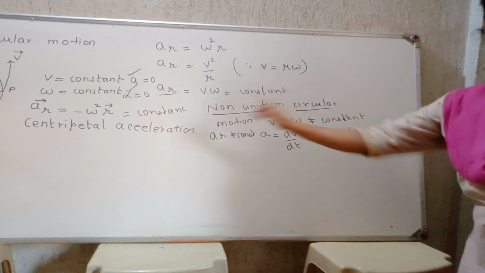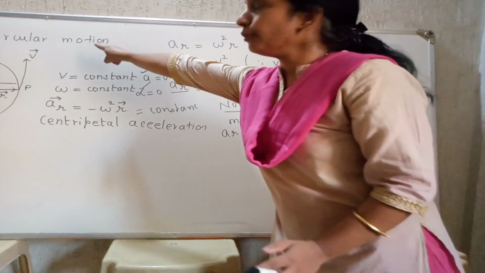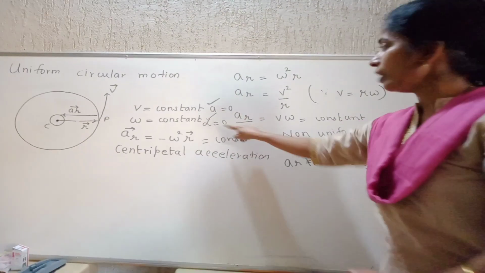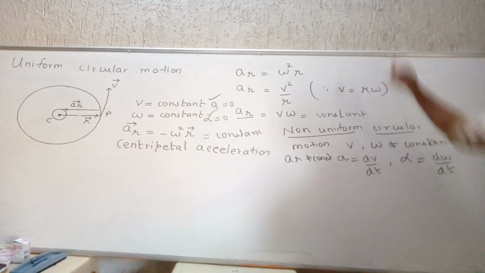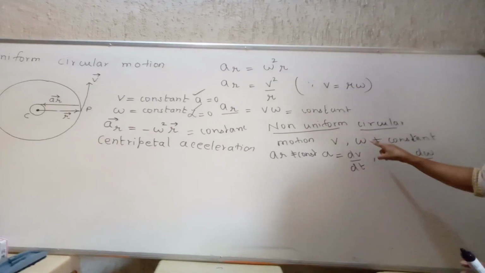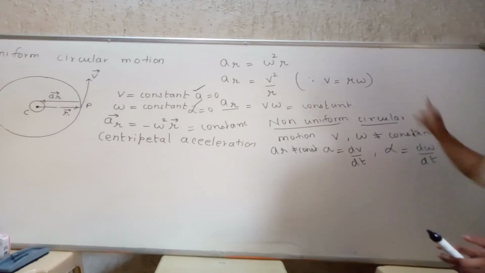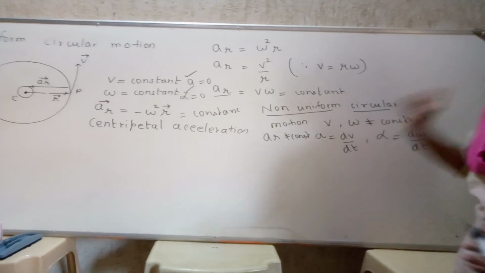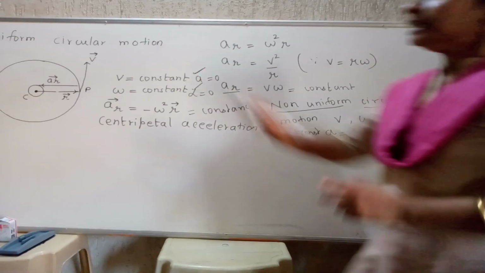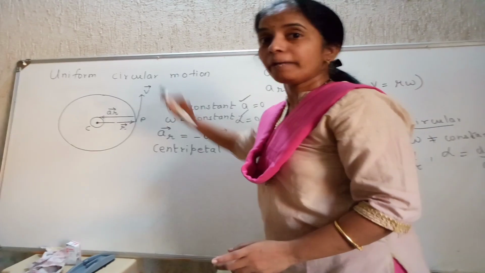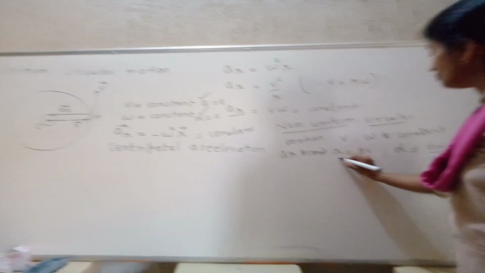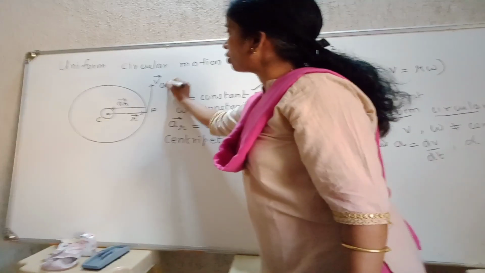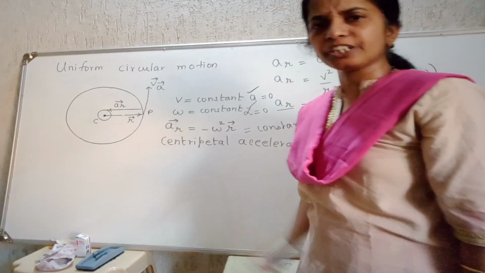Now, see these distinguishing factors properly. Uniform: V constant, omega constant, AR constant. No A, no alpha. Non-uniform: V and omega not constant, AR not constant. A comes into play, alpha comes into play. Clear? What are the directions? This is the direction of A, which is along the tangent.